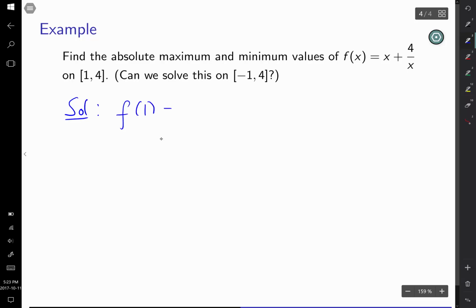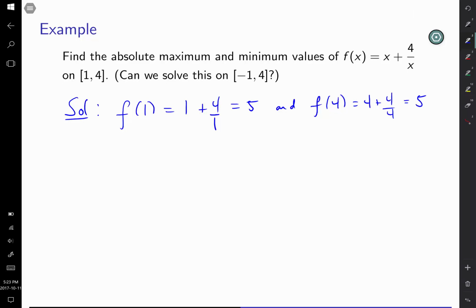f of 1 is 1 plus 4 over 1. That's 1 plus 4, which is 5. And f of 4 is 4 plus 4 over 4, also 5. Interestingly enough, we get the same value at each endpoint. Okay, where do we go from here?